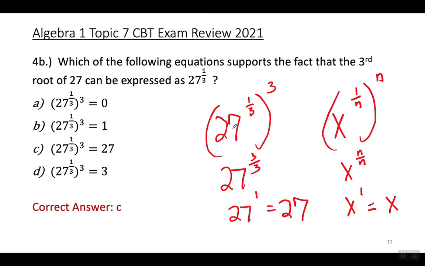Except now, instead of 27, they're putting x for all of them. And instead of 1 over 3, they're changing the 3 with an n, but it's the same concept. You need to learn to recognize those patterns, okay? Because on this test, there's a lot of questions like that, right?